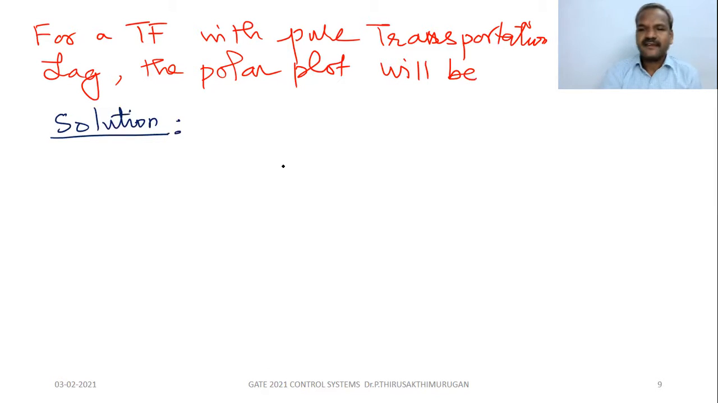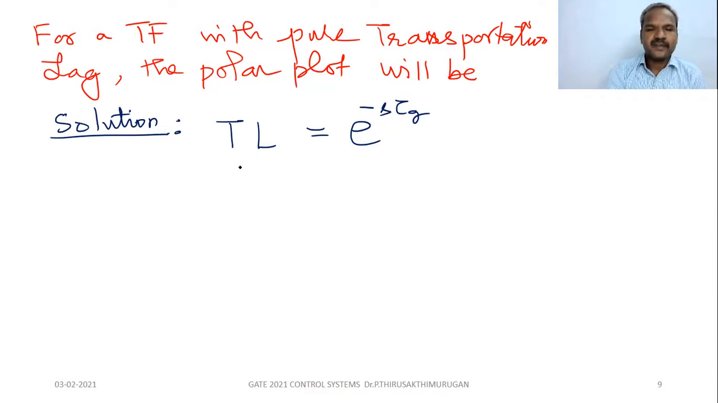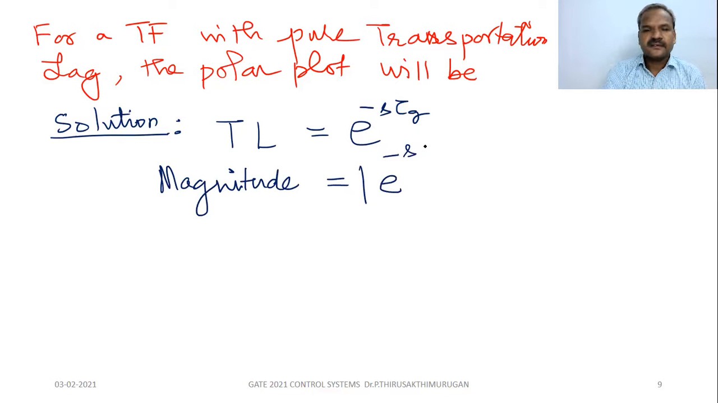So the transportation lag is e to the power minus s tau g. What is the magnitude of this? Let's find first the magnitude and phase angle. Magnitude equals the modulus of e to the power minus j omega tau g, which equals 1. When omega equals 0, e to the power 0 is 1. When omega equals infinity, it is different, right?